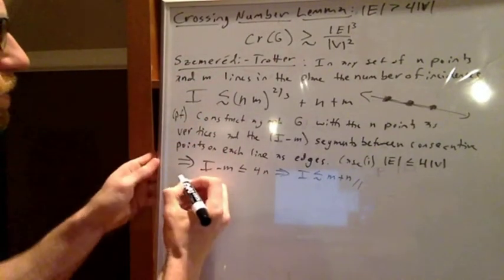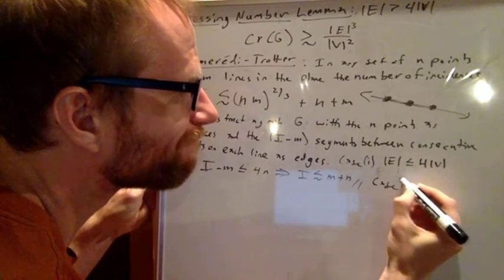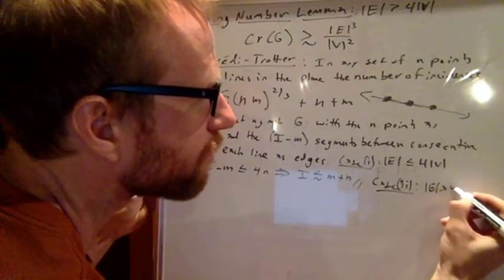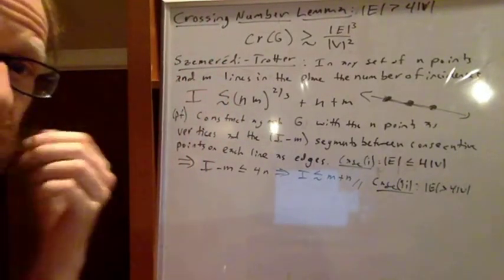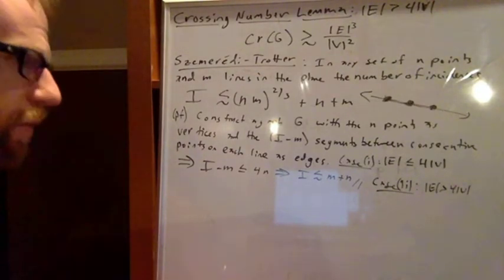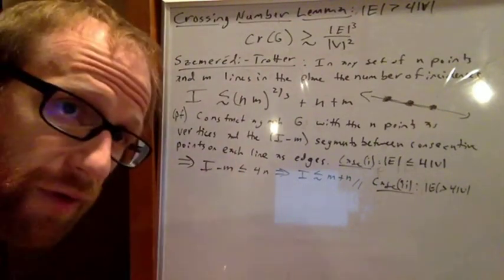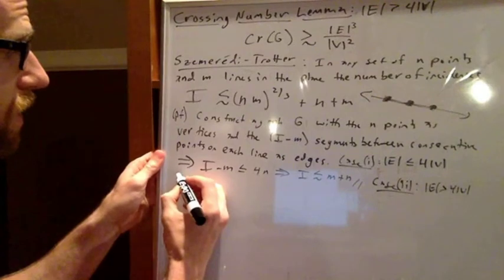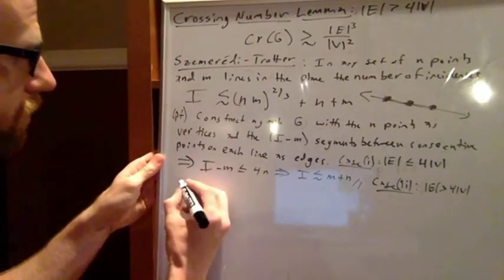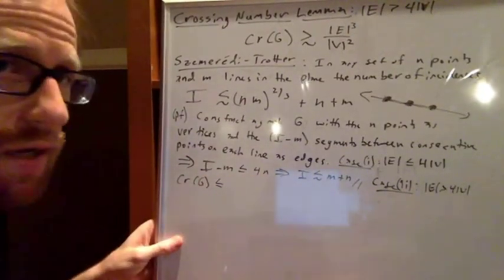Now case 2 is going to be that E is bigger than 4v. And the case that E is bigger than 4v is, of course, where we're going to apply the crossing number lemma. So the crossing number lemma is going to give us a lower bound for the number of crossings. What's a good upper bound for the number of crossings? Well, we notice that the number of crossings, also known as cr(G), has to be bounded above by the number of times that lines can cross.